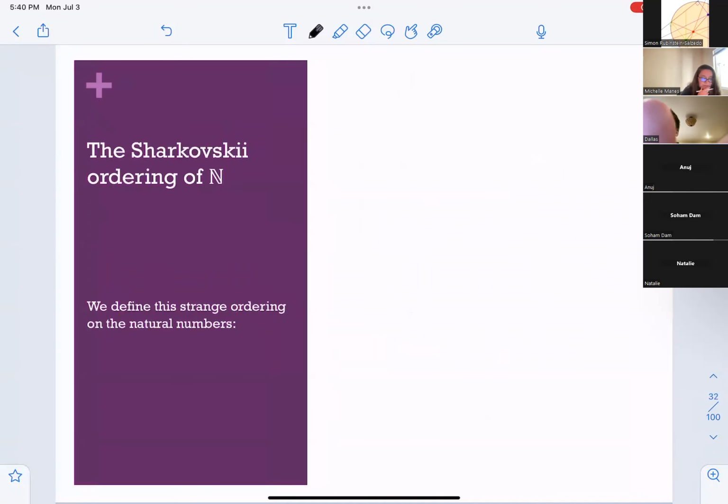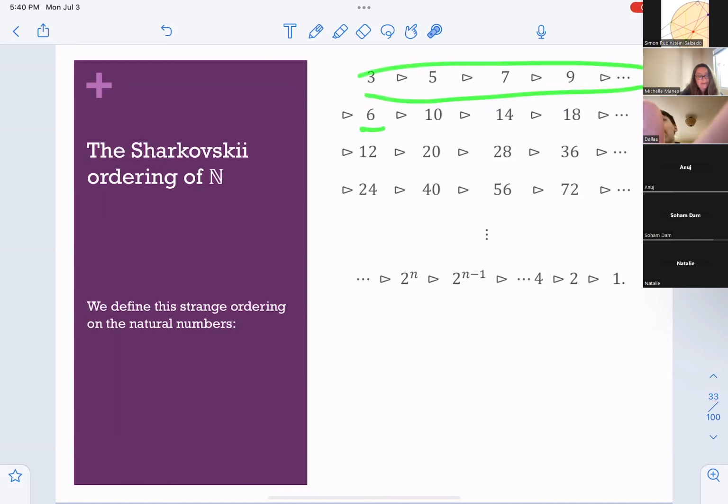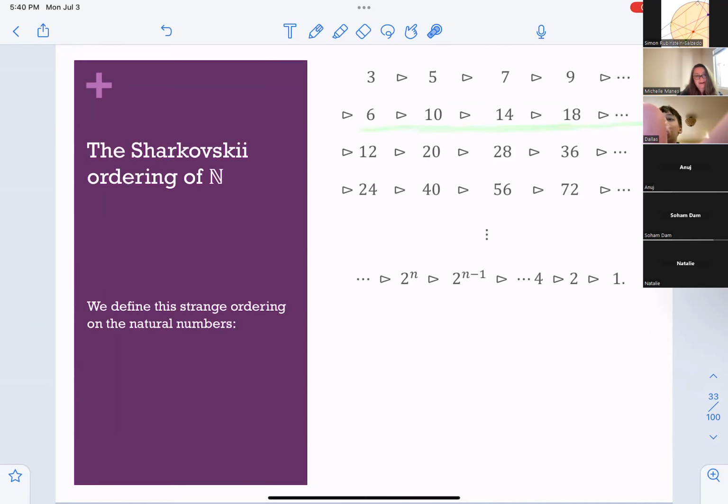Okay, so I'm going to tell you the Sharkovsky ordering of the natural numbers. So here it is. Okay, 3 is bigger than 5, is bigger than 7, is bigger than 9, et cetera, et cetera. So all the odd numbers. 3 is the biggest odd number, and they kind of go in what we usually think of as increasing order. Every odd number is bigger than 6, which is bigger than 10, bigger than 14, bigger than 18. And again, here's 2 times the odd numbers in what we usually think of as increasing order.